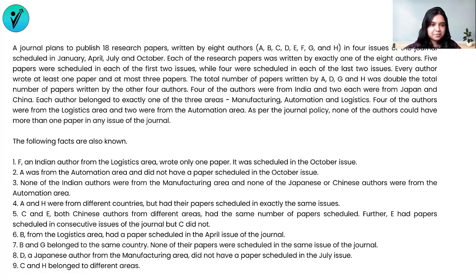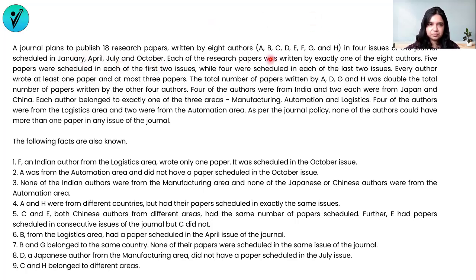So we do have a journal that plans to publish 18 research papers written by 8 authors, A, B, C, D, E, F, G, and H, in 4 issues of the journal scheduled in January, April, July, and October. So let's pick up the important information from every line. We have 18 research papers, 8 authors, A to H, and 4 issues scheduled in Jan, April, July, and October. For anyone who's not aware of it, a research paper is released once every month according to this. So that's why you have 4 issues, one for January, one for April, one for July, and one for October.